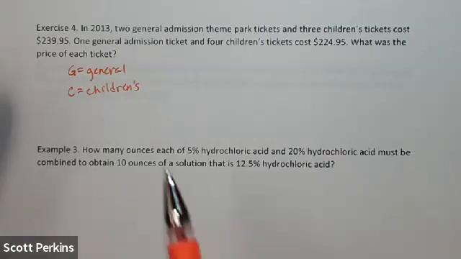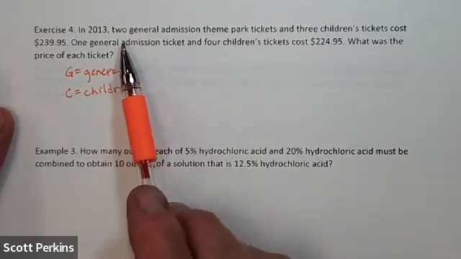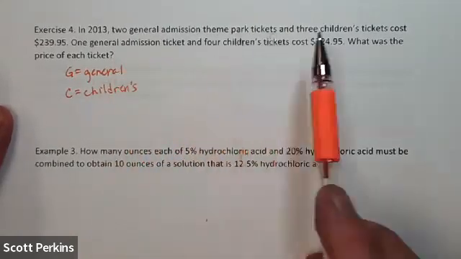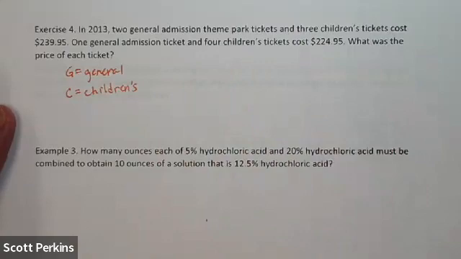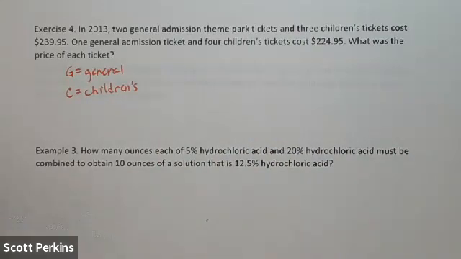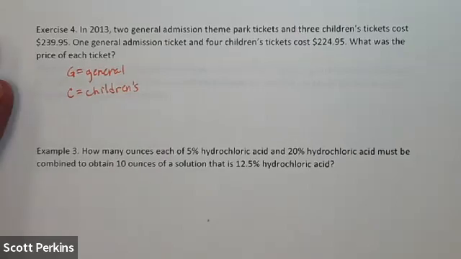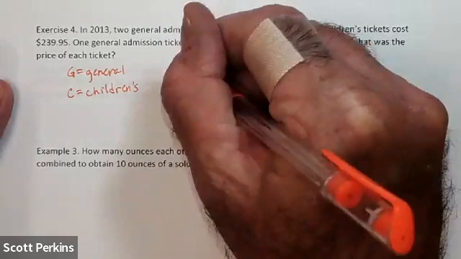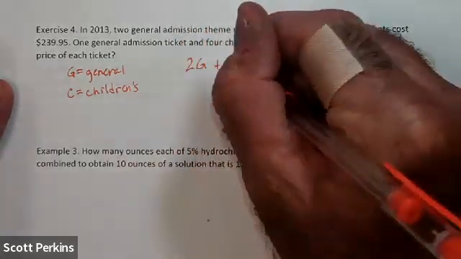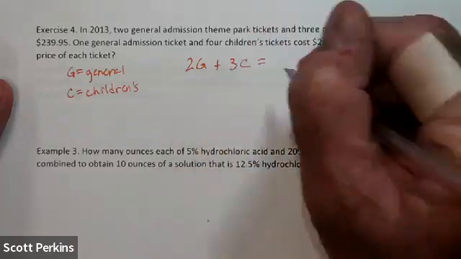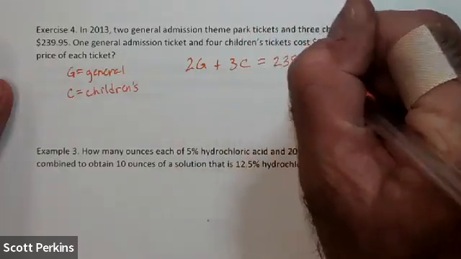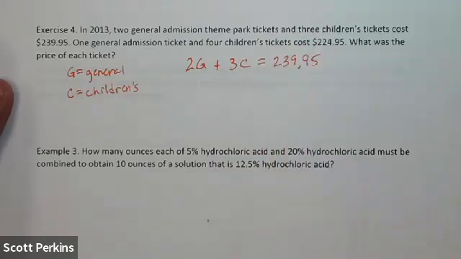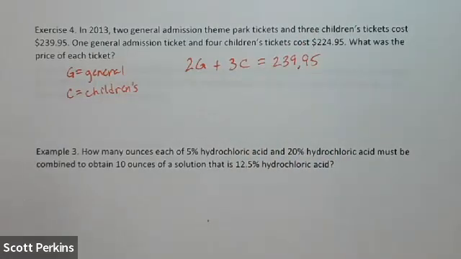Okay, so the first sentence says 2 general admission tickets and 3 children's tickets cost $239.95. All right, so what is that equation going to be? 2G plus 3C equals $239.95. Does anyone disagree with that? Does anyone have a question on why it's 2G plus 3C?